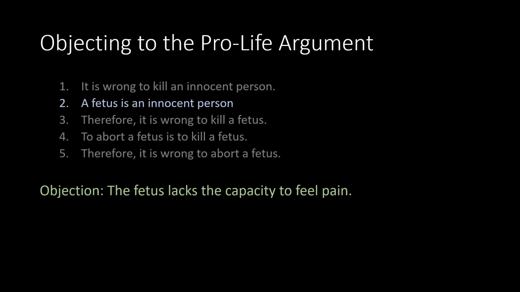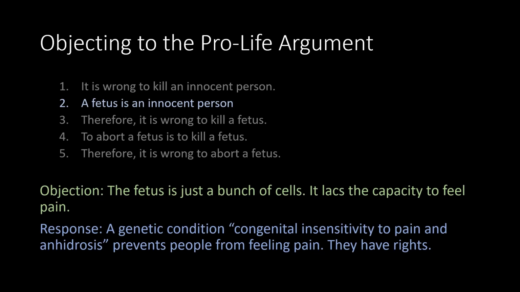The critic says that the fetus isn't a person because it lacks the capacity to feel pain. Note that the critic isn't saying the fetus is not a person because it's not feeling pain, but the fetus is not a person because it lacks the capacity to feel pain. But here, the defender can point out that there's a genetic condition where those who have it can't experience pain. And yet they have rights. It's a condition called congenital insensitivity to pain and anhidrosis. As for anhidrosis, people with this genetic condition also don't perspire. But they're persons. They have rights.